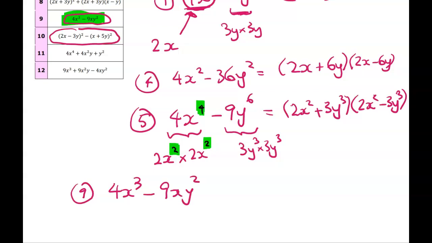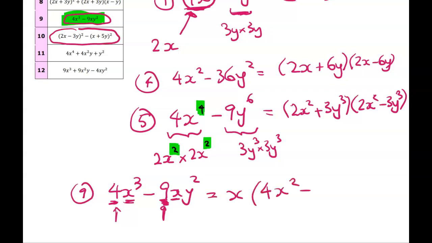Always look first at your coefficients or your numbers to look for common factors. There aren't any here. Both of these are square numbers. And then systematically check your variables to see if you've got a common factor. In here, we've got x cubed, and we've got x here. So there's a common factor in this whole thing of x.